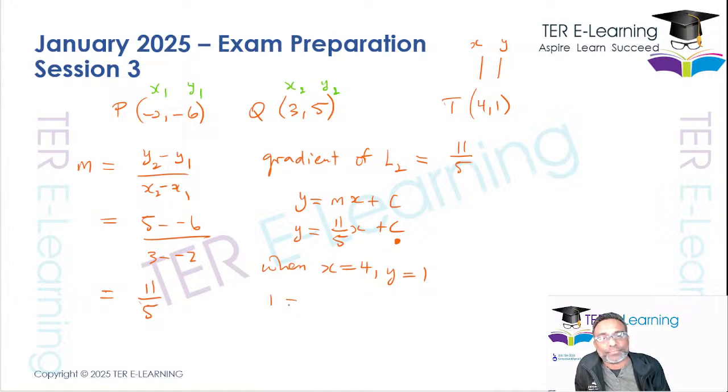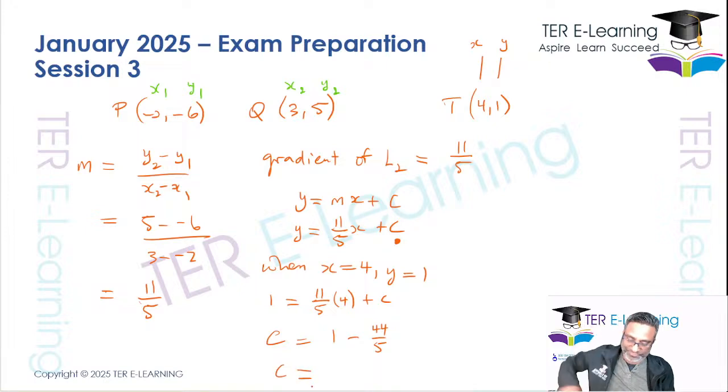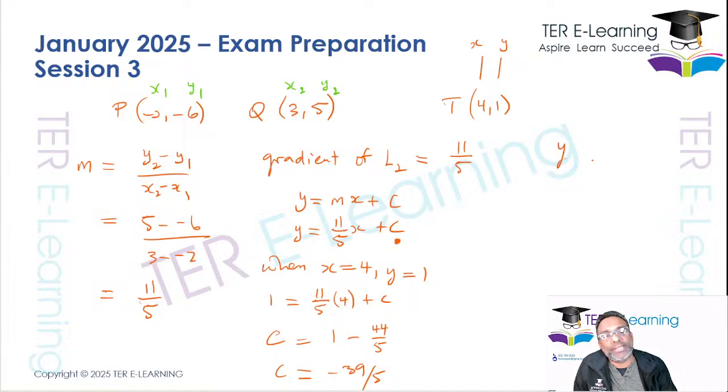So 1 is equal to 11 over 5 by 4 plus c, right? So therefore c is equal to 1 minus 44 over 5. So therefore c is equal to minus 39 over 5. Right? So the equation of the line that we're looking for here is simply going to be y equals 11 over 5 x minus 39 over 5.